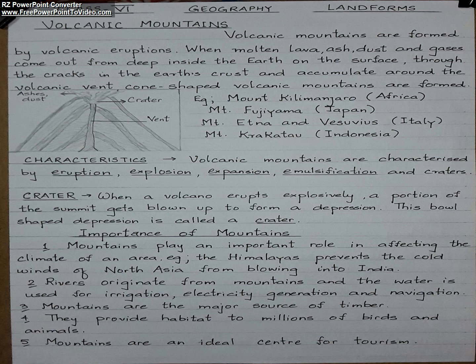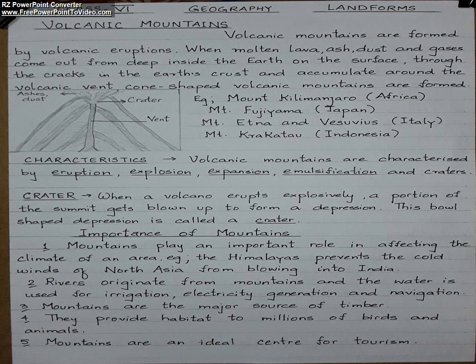Now in the given diagram you can see one volcanic mountain where there is a narrow opening called the vent, and the summit of the volcano is called the crater, from where the ashes, dust, gases are ejected. Examples of volcanic mountains are Mount Kilimanjaro in Africa, Mount Fujiyama in Japan, Mount Etna and Vesuvius in Italy, Mount Krakatau in Indonesia. Let's see the characteristics of volcanic mountains.